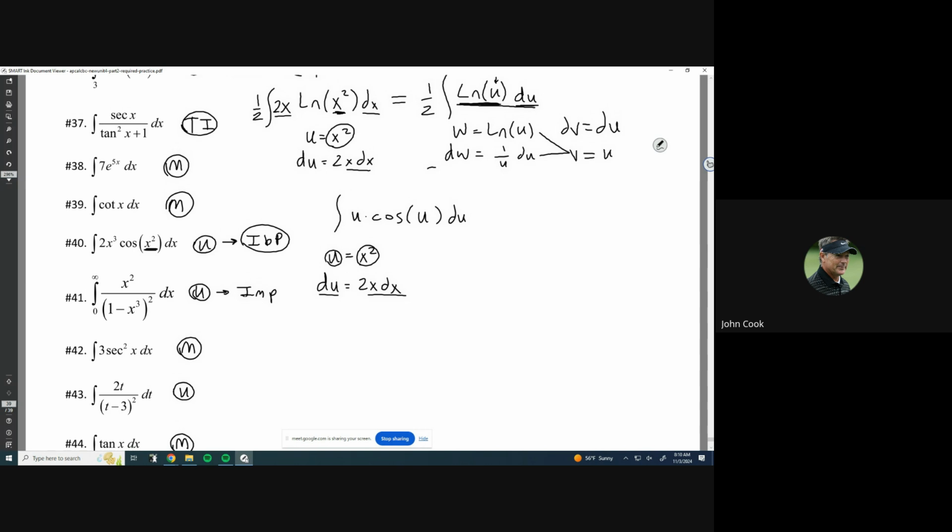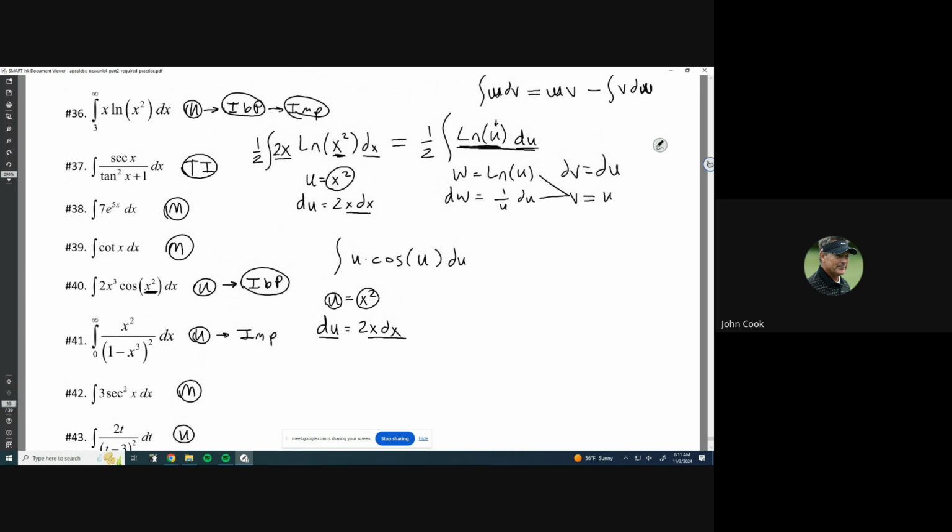Okay, but here's the problem. After the u substitution, yes, this is a lot easier to work with, but it's still an integration by parts problem. And it's one that you've seen before. You saw it as x times the cosine of x dx. So this is going to require you to use integration by parts. So we'll use that same pattern that we did before: the integral of w dv is equal to w times v minus the integral of v dw.